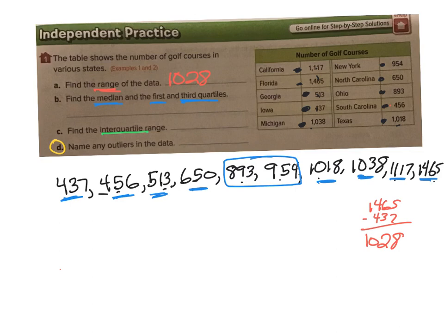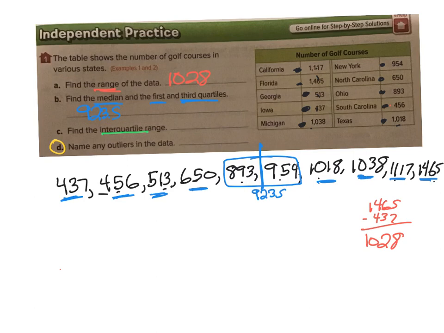I have 893 plus 954. That equals 1847 divided by 2 gives me 923.5. So my median is 923.5. That's the exact center.